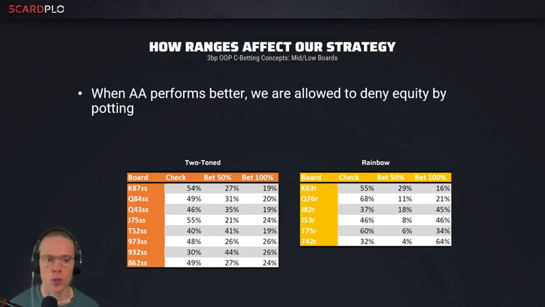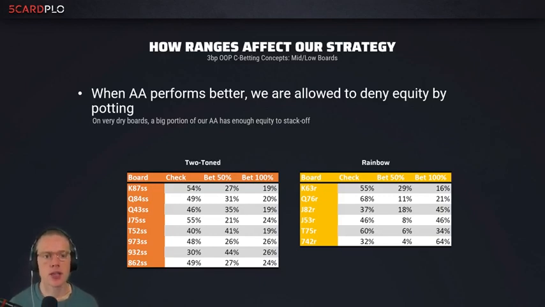We tend to lean towards using our half-pot c-bet frequency more so than being purely pot. And that has to do with our runouts, but also the fact that on these very dry rainbow textures, because aces make up a big part of our range, and they are allowed to stack off on boards like 7-4-deuce very frequently because they have more equity, this basically enables our c-bet frequency to go through the roof and our potting frequency to be very high as well.